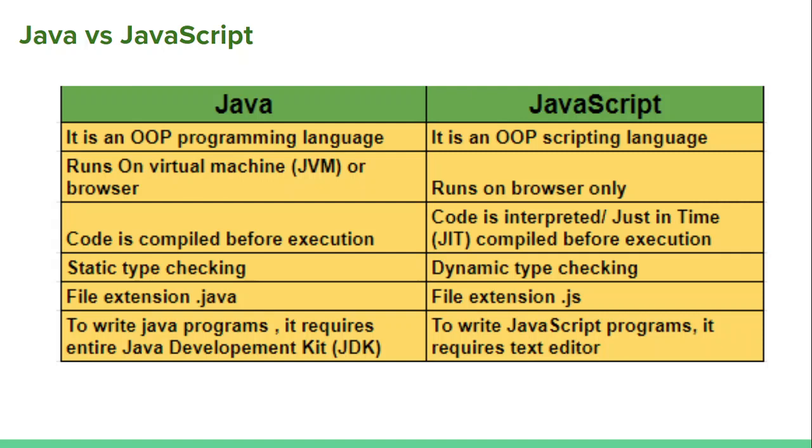When we create Java files, we use the file extension .java, while for JavaScript, we use the file extension .js. To write a Java program, it requires the entire Java Development Kit, that is JDK, which contains JVM and different types of tools. But to write JavaScript, we can simply write in any text editor. It requires only a text editor, and we can execute that on our browsers. So basically, these are some main differences between Java and JavaScript.